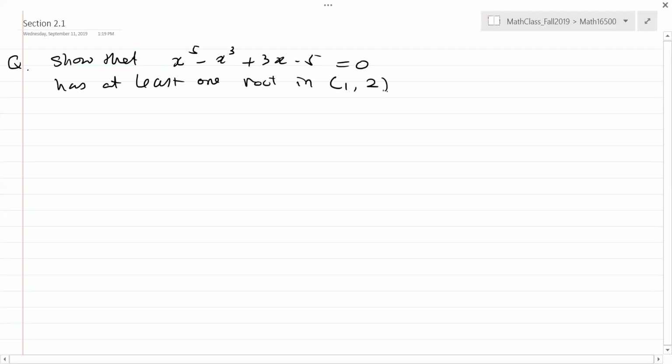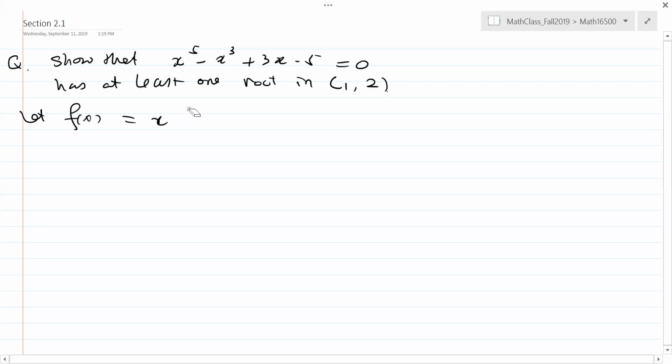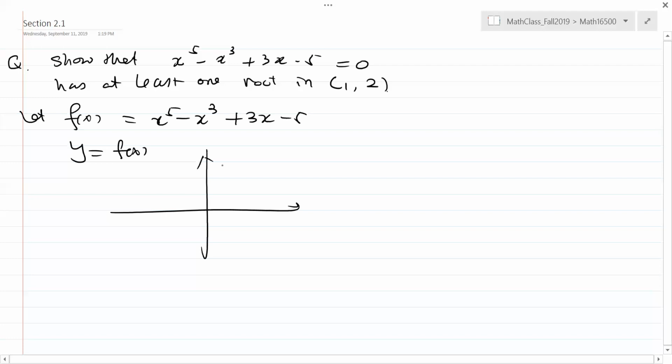Now, how do you prove that? What does it mean that there's a root? If you consider the function, let's call it f of x, then you have a graph, right? So you have a graph, y equals f of x. The solution means, this is 1, that's 2.